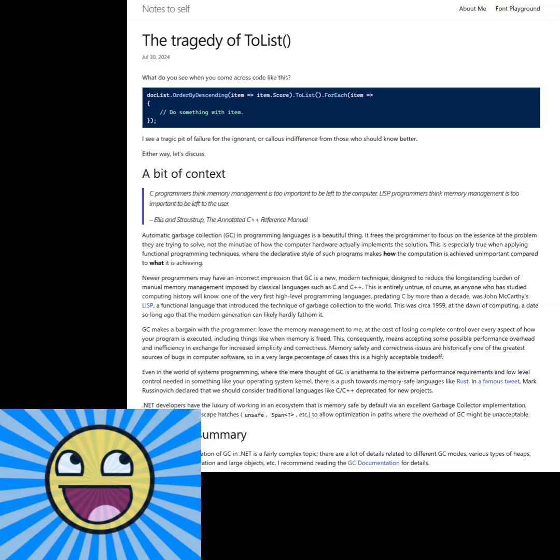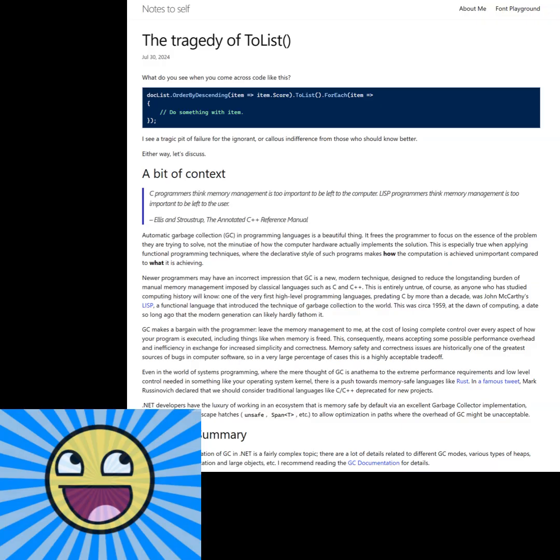For sure. Okay, so we've established that ToList always allocates memory for this new list, but what about those cases where the underlying data is already a list? Is ToList smart enough to just return the original list? That's a great question.